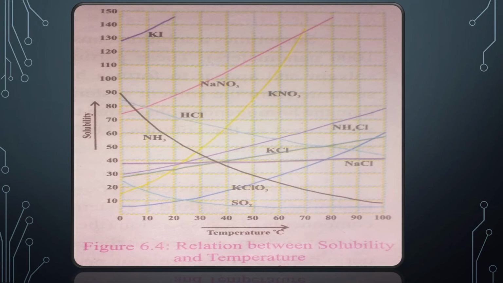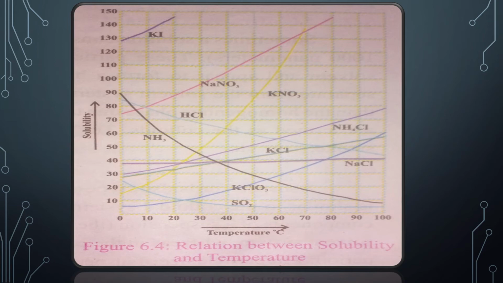So this is the graph. You can see here on this side, this is the solubility increasing, from 10 to 150. If your graph is going upward, it means your solubility is increasing, and this is from 0 to 100. It means if you increase the temperature, your solubility will increase. Now we will see which solute has increased its solubility with the increase in temperature.